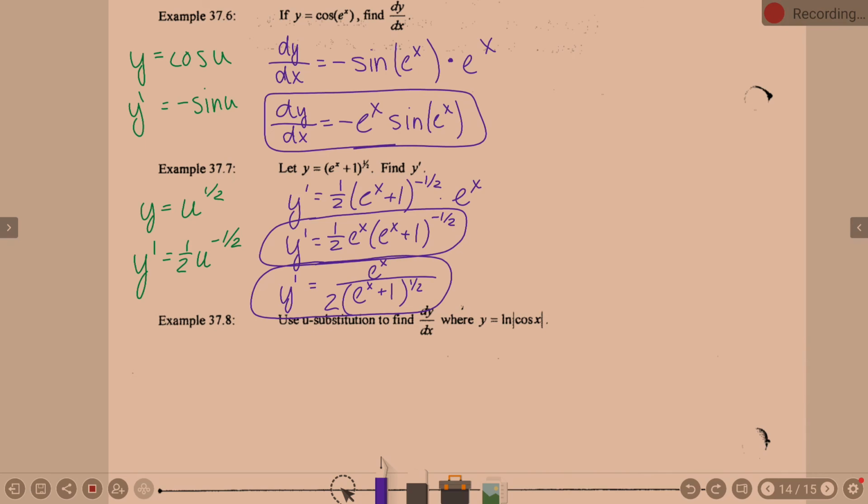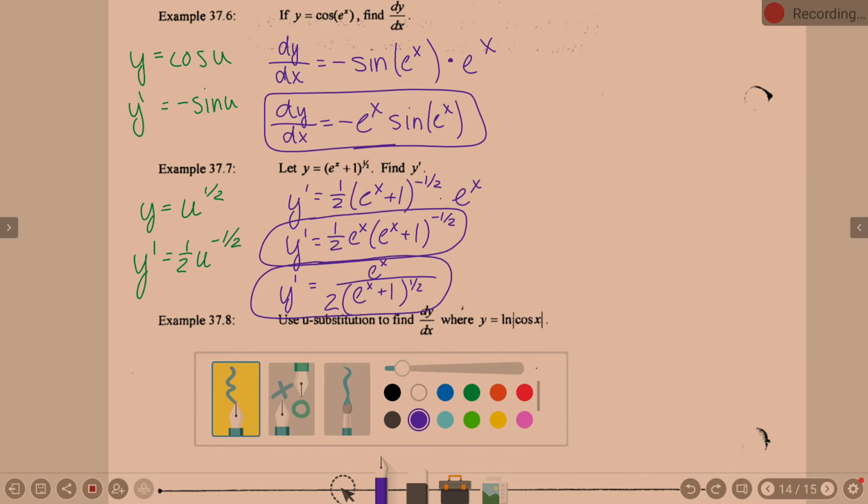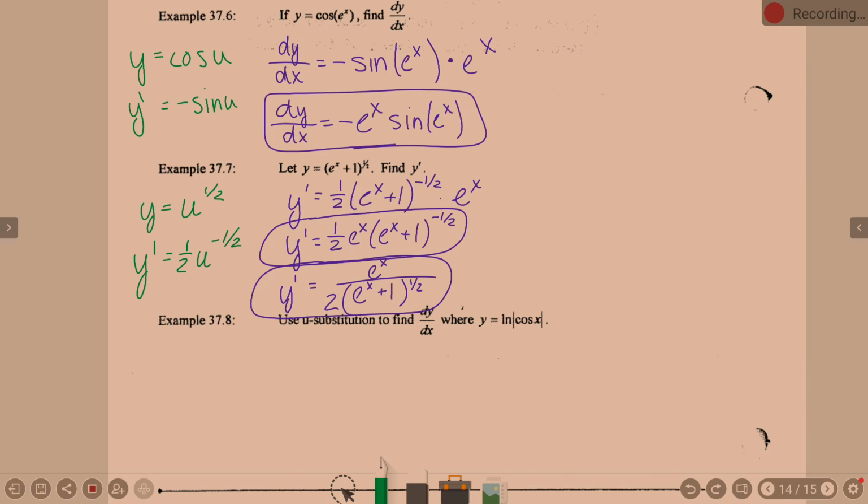Okay. One last one. y equals natural log of the absolute value of cosine x. Find dy/dx. What's the outside? Ln of u. I'm just not using x because x is part of the problem. That's the key. So I get it when you say ln of x.